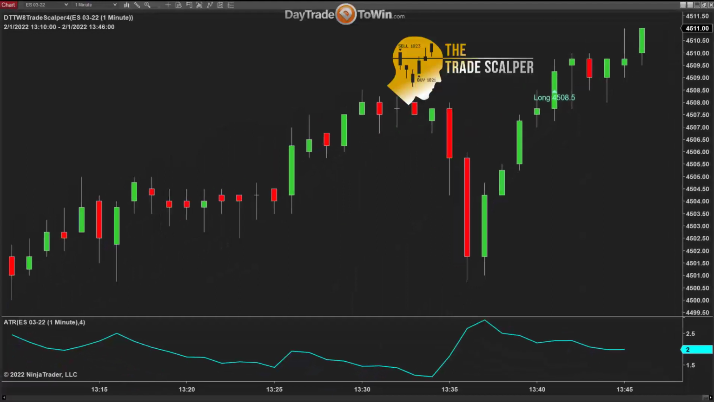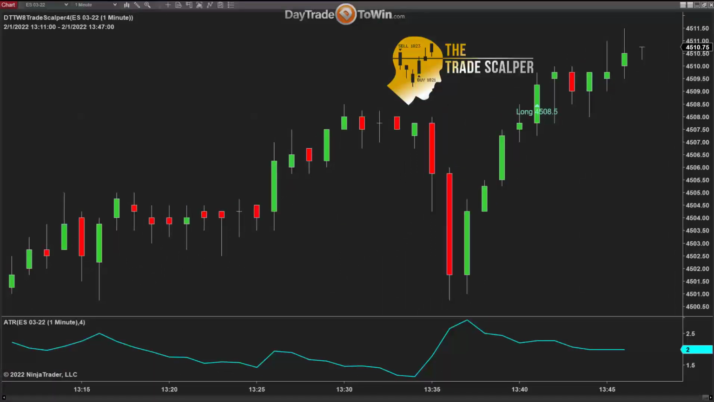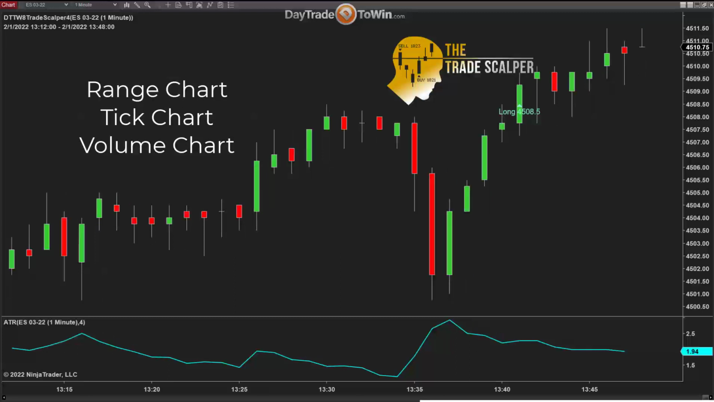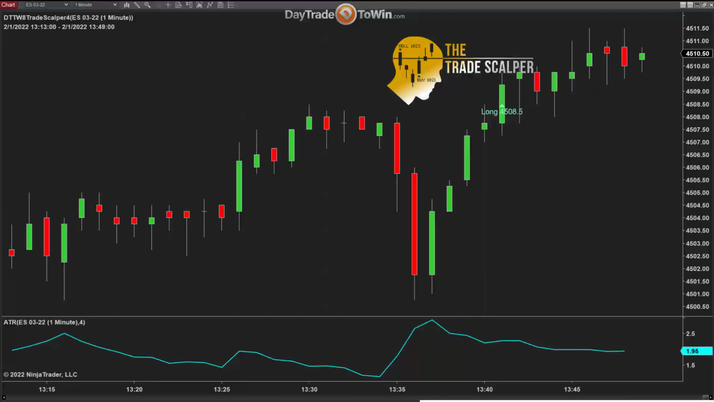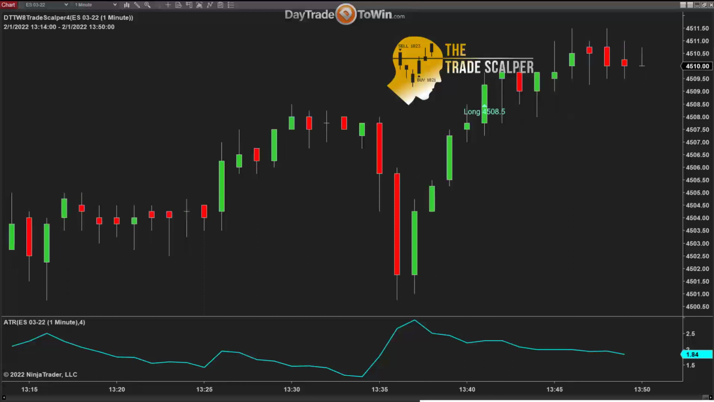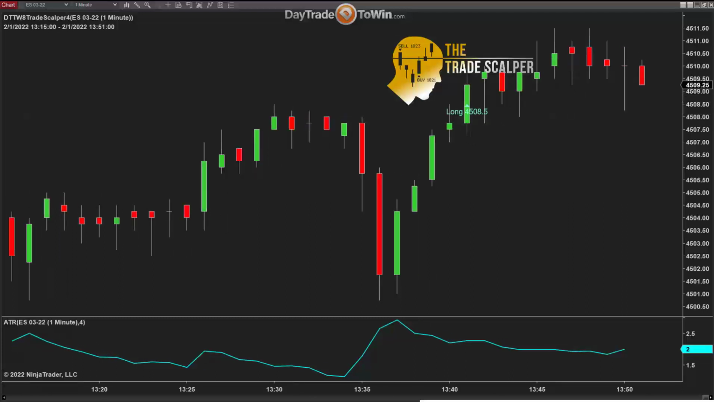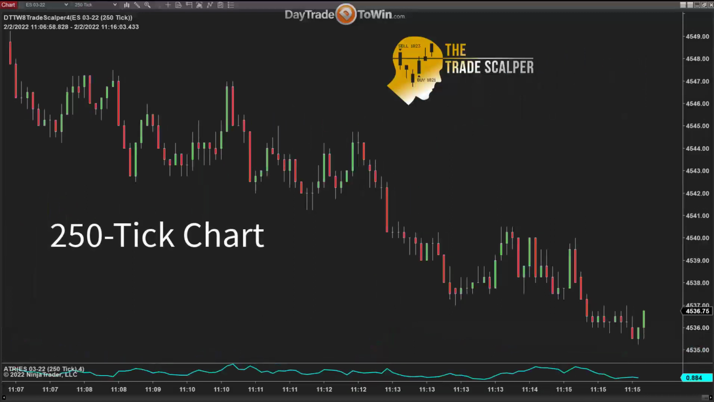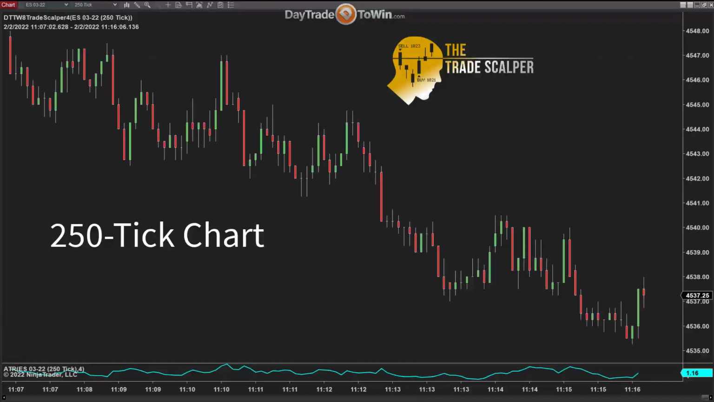So on the Trade Scalper software, using a 1 minute chart, I'm going long based on the rules at 45.08.50, and that's it. Now if you look at a different type of chart, let's say a range chart or a tick chart or a volume chart, even a Renko chart, it processes the information differently. Each candle represents something. In this case it's time, but in a tick chart it represents transactions, or a number of trades. You're going to see a tick chart here in just a moment, and what I'm going to use is a value of 250 ticks or 250 transactions to create each bar or candle on the chart.